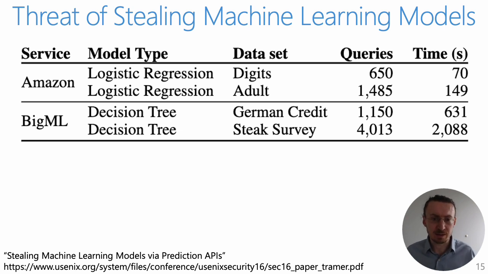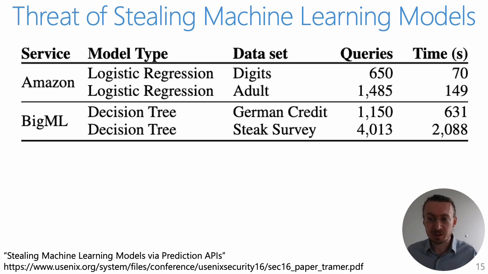For instance, in this table on the slide, these are the results of model extraction attacks on the ML services Amazon and BigML. For each target model, the authors report the number of prediction queries made to the ML API in the attack that extracts, and this is very important, a 100% equivalent model.